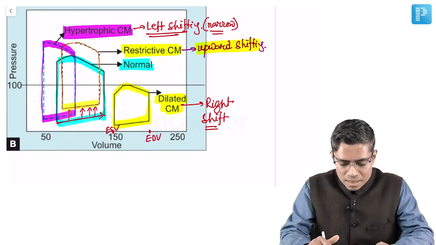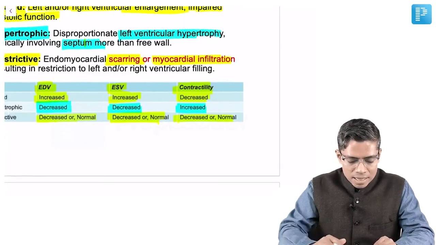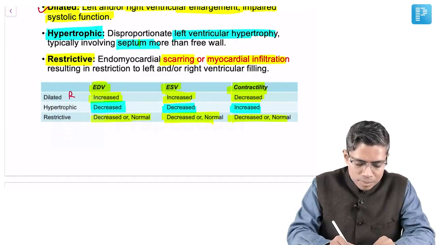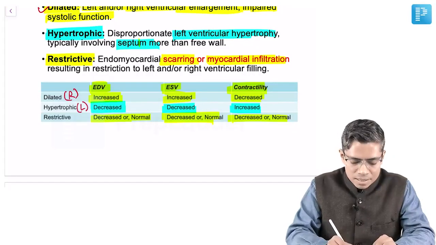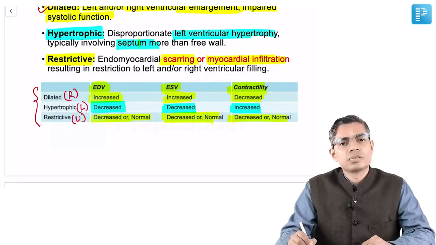So these are the three different cardiomyopathies. I have to remember that dilated cardiomyopathy means there will be right shifting, hypertrophic cardiomyopathy means there will be left shifting, and restrictive cardiomyopathy means there will be upward shifting of the PV loop. So this is all about your cardiac output and its regulation.